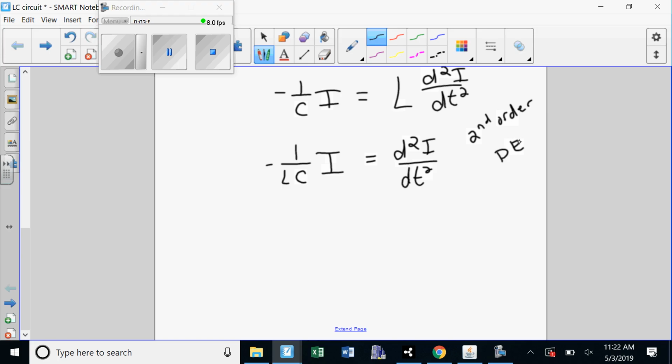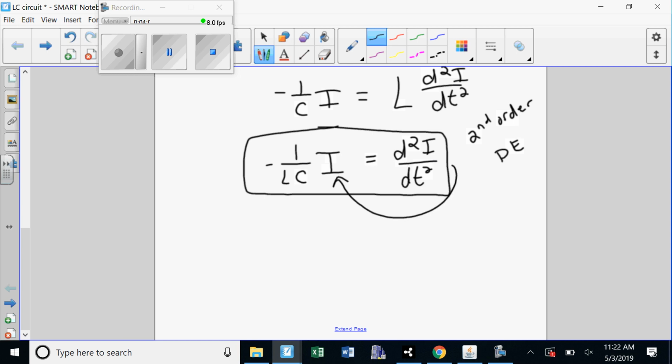This is something you've seen before. You should remember this equation. What functions can you take a derivative of twice and return that function, but now with a negative? Of course, these would be trig functions like sine or cosine. This is the condition for simple harmonic motion. We saw this back in mechanics.